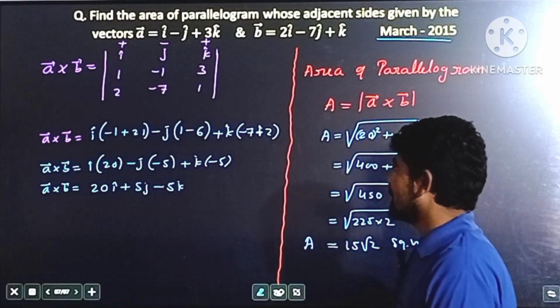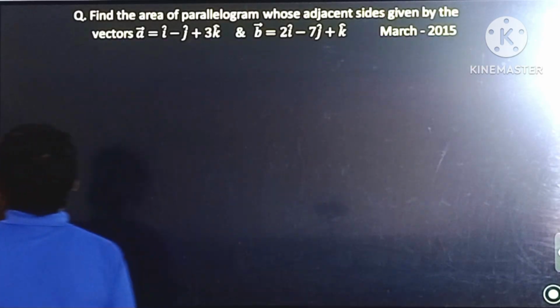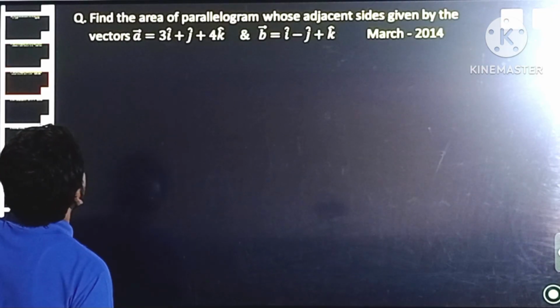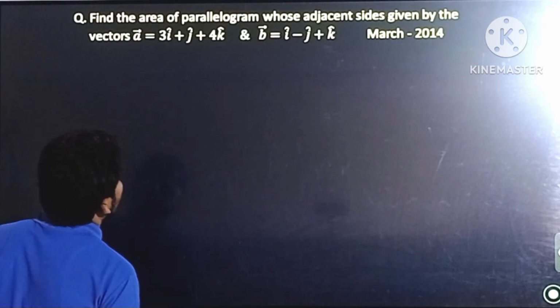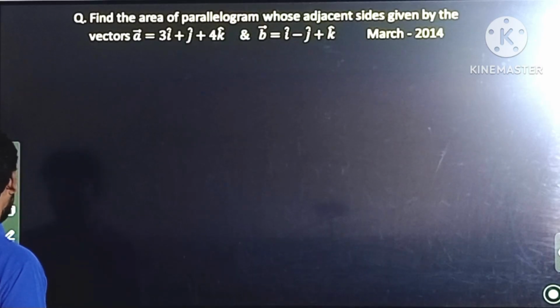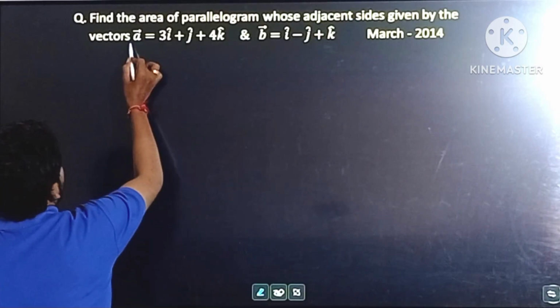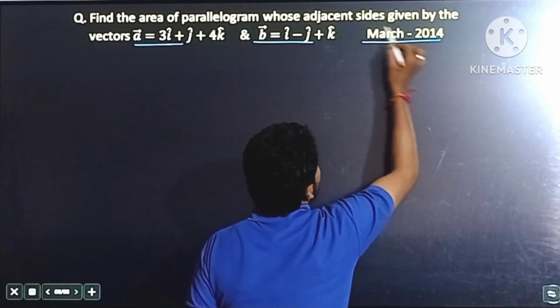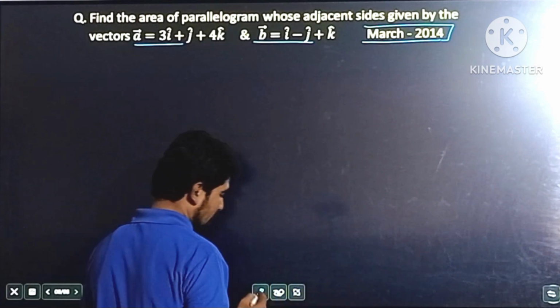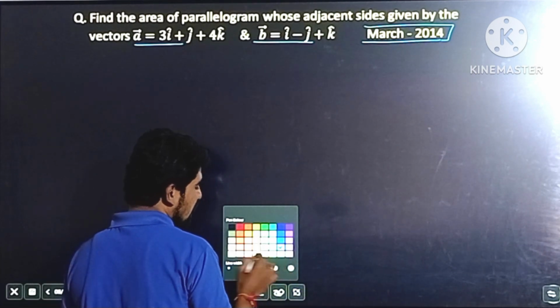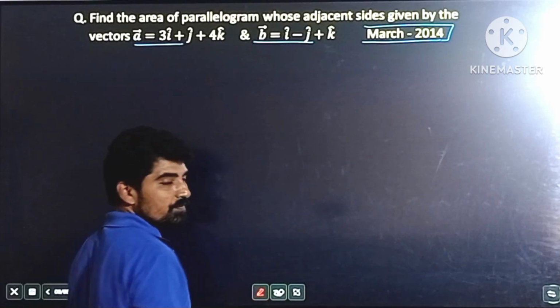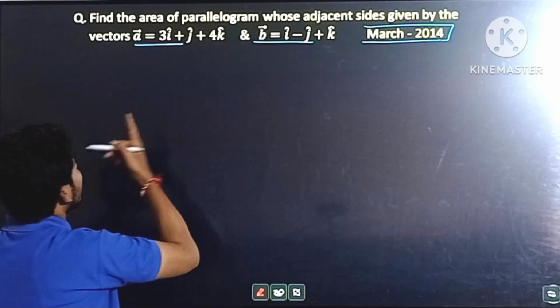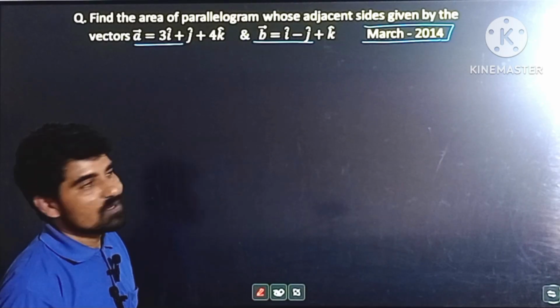Now let's start the next question. The next question is: find the area of the parallelogram whose adjacent sides are given by the vectors A vector and B vector. This question was asked in March 2015. Here also we need to calculate the area of the parallelogram, and it is given that A vector and B vector are the adjacent sides of the parallelogram.